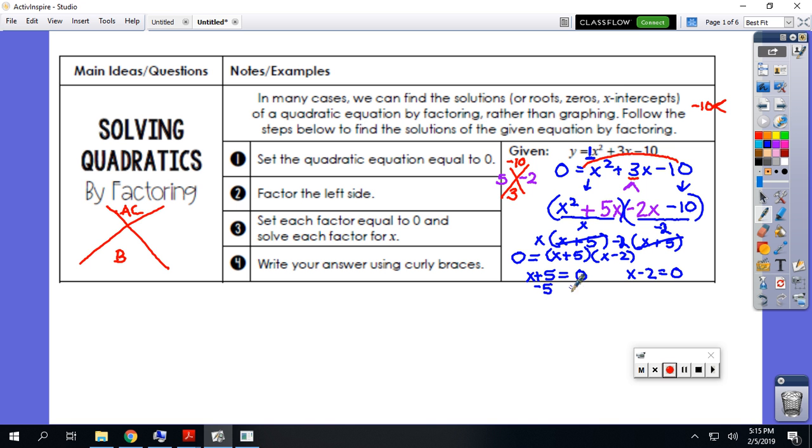Solving this, getting the x by itself, subtract 5 on both sides. I get x to equal negative 5. Over here, I'm going to add 2, so I get x to equal 2. This one has two solutions, or zeros, or x-intercepts. Bunch of different names, roots. This one has answers of negative 5 and 2.